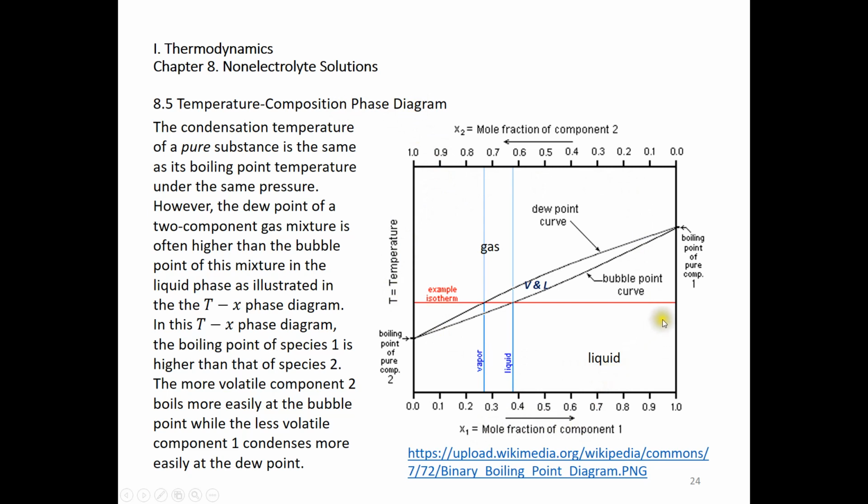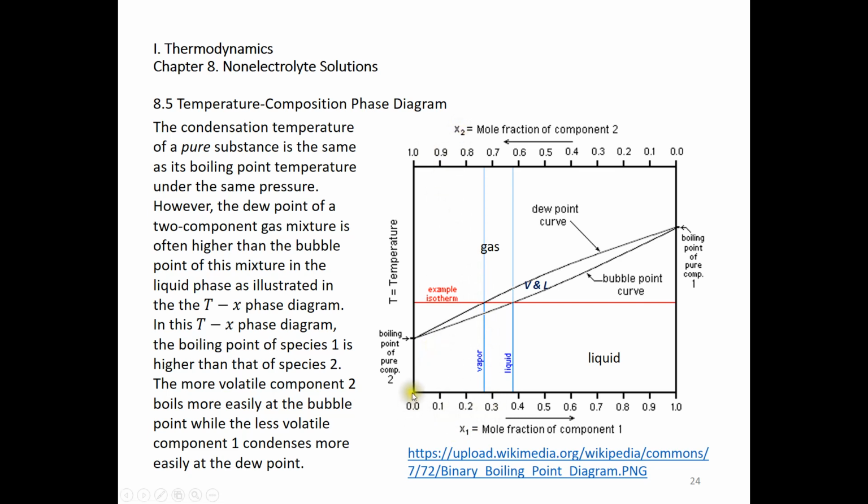We have component 1 and component 2. On the bottom, we have the mole fraction of component 1 from 0 to 100%. So over here, we have pure component 2. On the right hand side, we have pure component 1. This is a little redundant. We have the mole fraction of component 2 on top. It's a little redundant because x1 plus x2 is always 1.